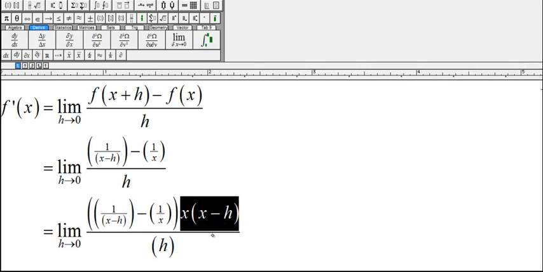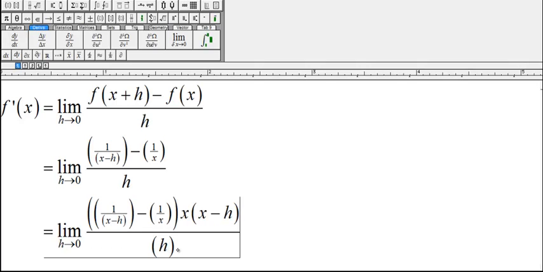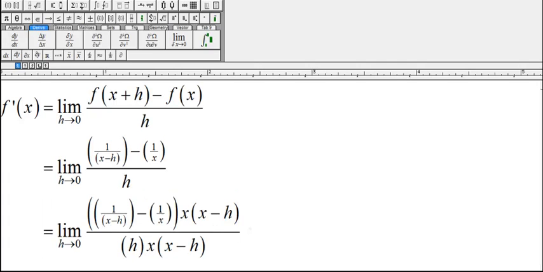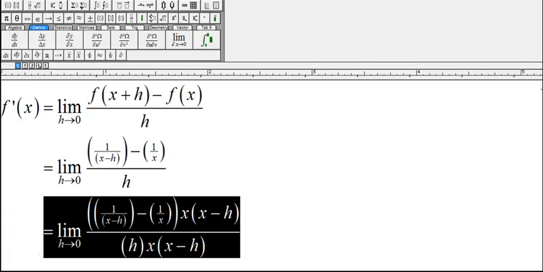And if we multiply the top and bottom of this fraction by that, then we get an equivalent expression, provided neither one of these things is 0. If x is 0, 1 over x is undefined anyway, so that's not a problem. And the only way to make x minus h 0 would be if x is h. So, okay, let's try that.